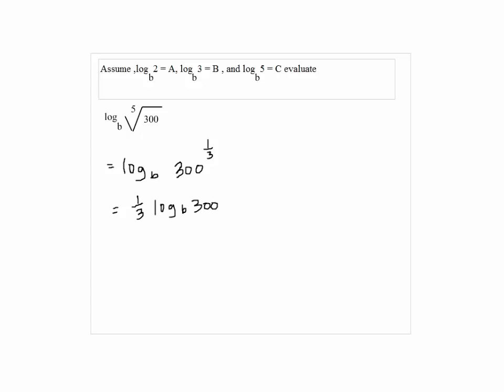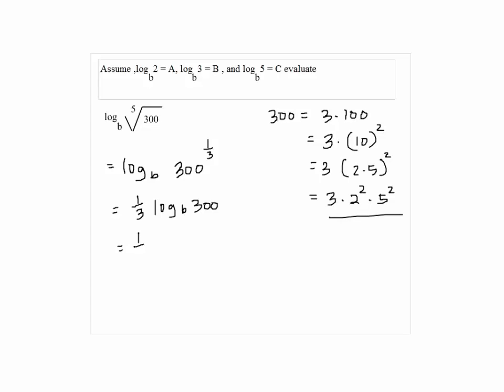Assume that log base b of 2 equals a, log base b of 3 equals b, and log base b of 5 equals c. Evaluate log base b of the fifth root of 300. So log base b of the fifth root of 300 could be written as log base b of 300 to the 1/5. That could be written as 1/5 log base b of 300.